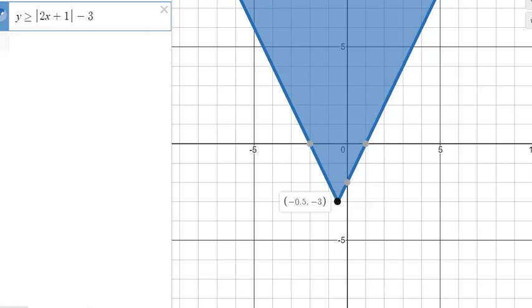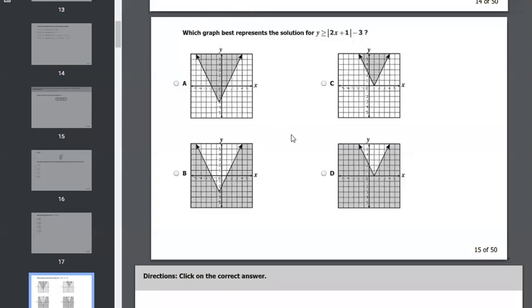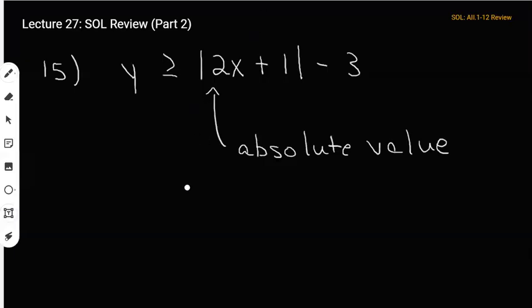So looking at my answer choices, only 2 of these are going to be shaded upwards, A and C. And the one that best looks like that graph is going to be A. So I'm going to choose A. So there's not a lot of work that you can write for this one.